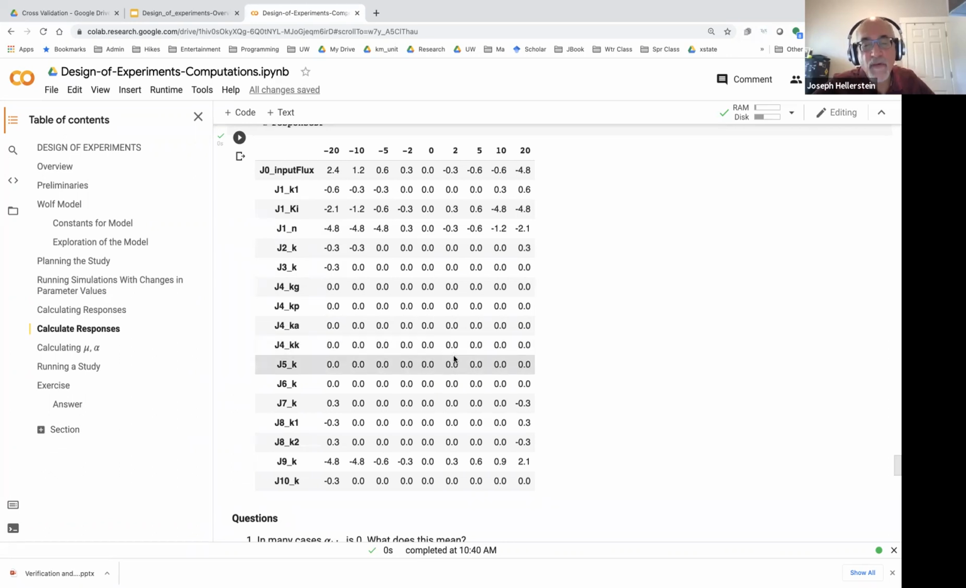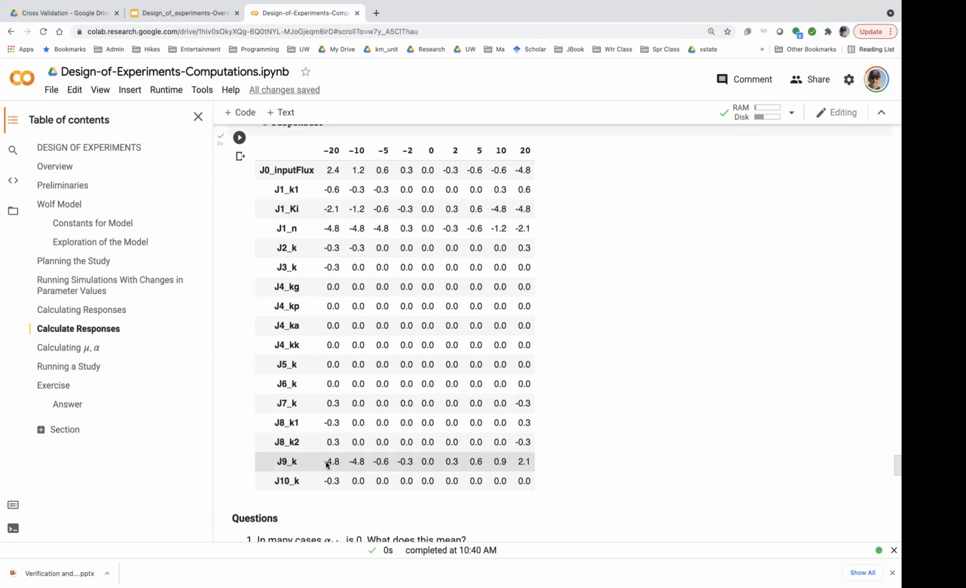Some of these others have no effect, like a K. That's a really good point, Lucian. The Ks are the constants, and those have a more reasonable interpretation.